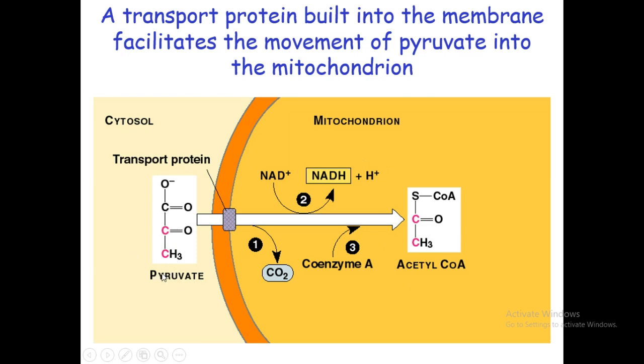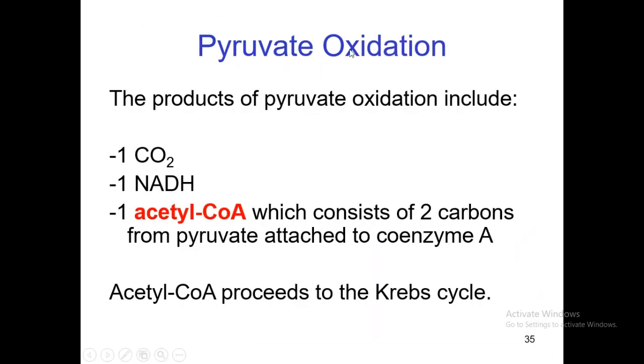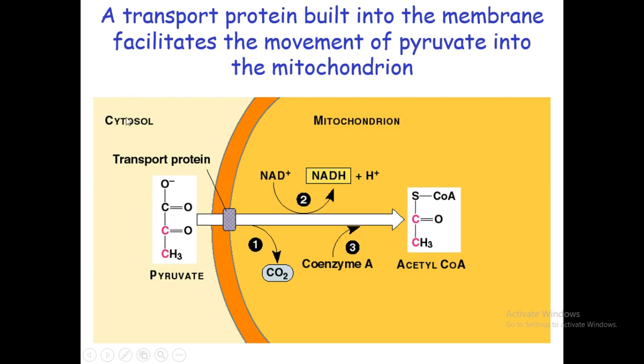This is pyruvate, with three carbons. It enters the mitochondrion in the presence of oxygen. Pyruvate only enters if there is oxygen. We can form acetyl-CoA because pyruvate is decarboxylated, so this stage is also called pyruvate decarboxylation. One carbon is removed to produce carbon dioxide, so only two carbon atoms remain. To this carbon backbone we attach coenzyme A, and so we form acetyl-CoA.